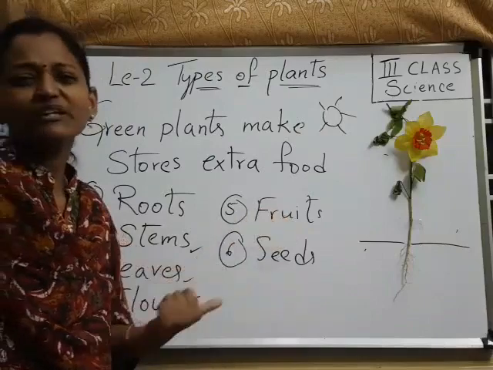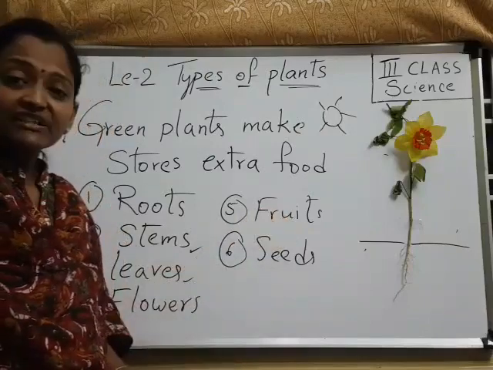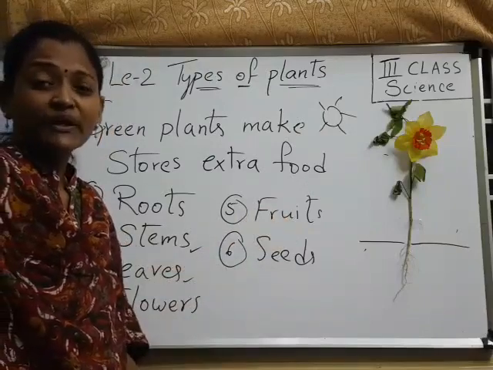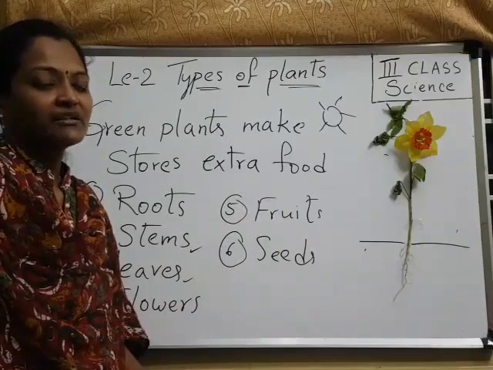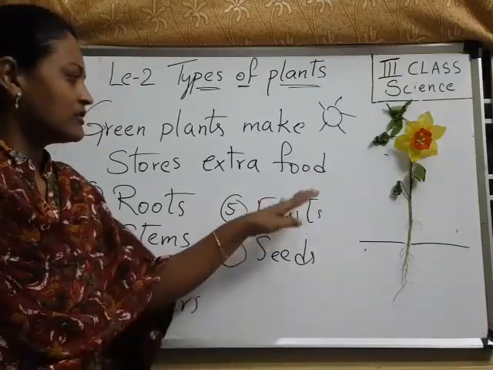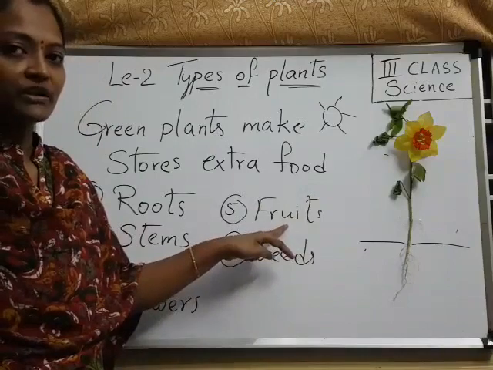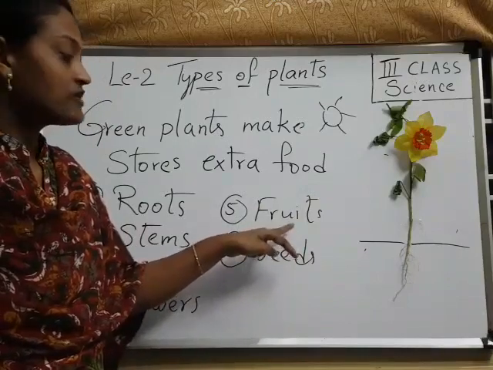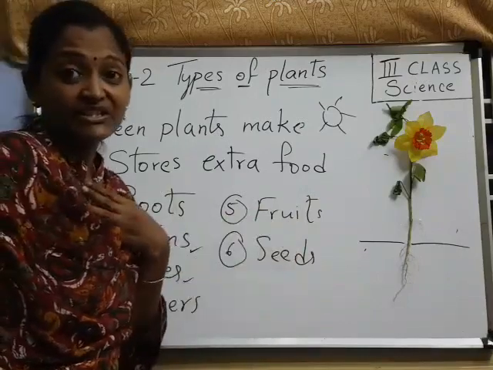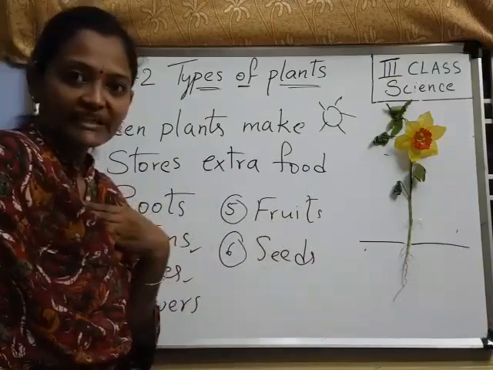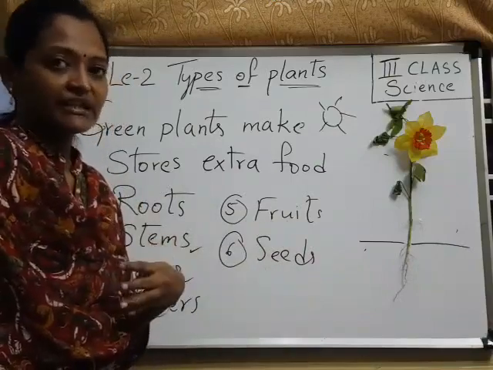Next, fruits. So many different types of fruits we are eating, right? We are eating mango, banana, pomegranate, plum, all those fruits. In the fruits also, the plant stores food. That's why we are getting energy. It stores food, that food we are eating, and then we are getting energy, right?